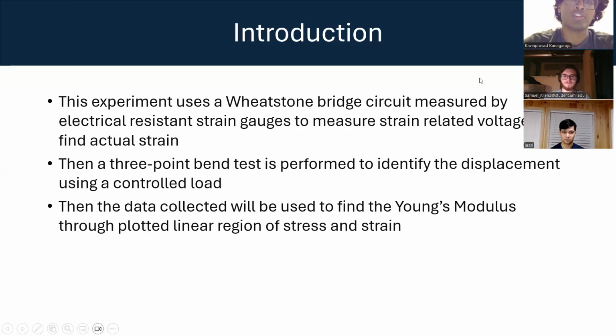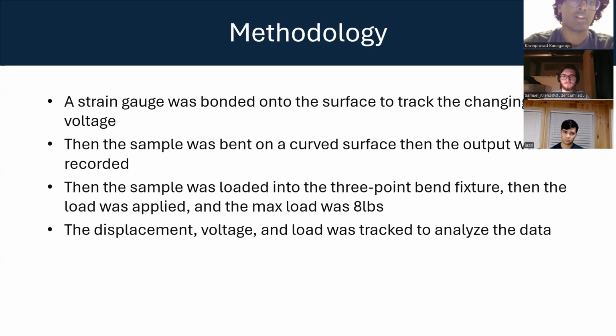So this experiment uses a Wheatstone bridge circuit measured by electrical resistance strain gauges to measure the strain-related voltages to find the actual strain to plot stress and strain. Then a three-point bend test is performed to identify the displacement using a controlled load. Then the data collected will be used to find the Young's modulus, which is found through the plotted linear region of stress strain.